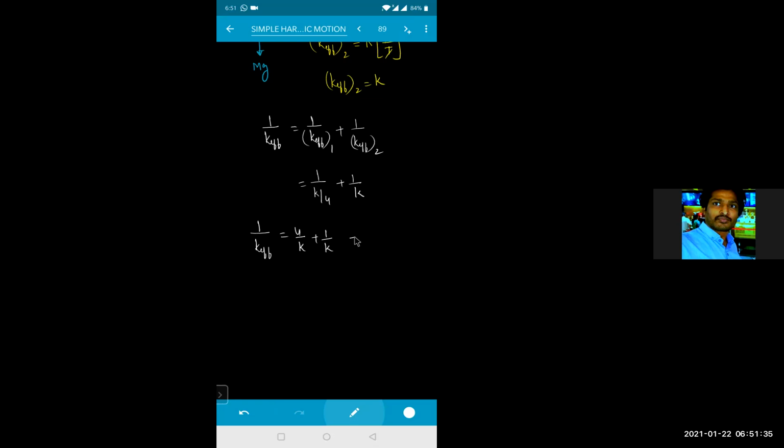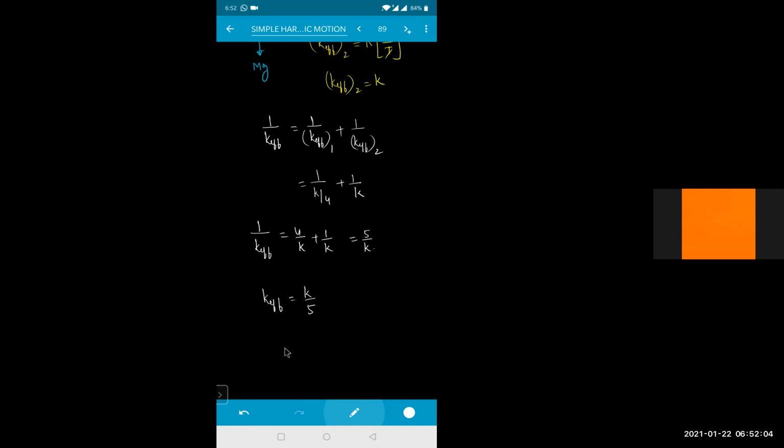So this will come out as 4 by K plus 1 by K, which is 5 by K. So 1 by K effective is 5 by K, and K effective is K by 5.